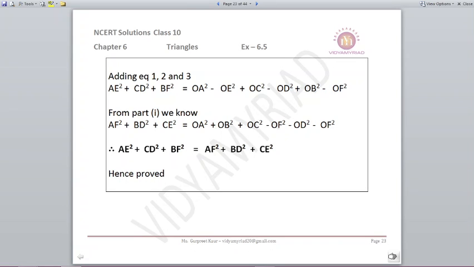When we do that, we get AE square plus CD square plus BF square on the one side, and on my right hand side I am getting OA square minus OE square plus OC square minus OD square plus OB square minus OF square. If you look at my right hand side answer, it is what we have proved in part 1. This whole right hand side part is equal to AF square plus BD square plus CE square. So we will just rewrite our answer and hence we have proved our right hand side and left hand side are matching.